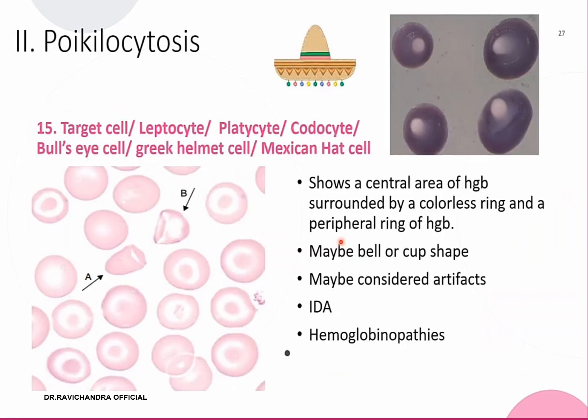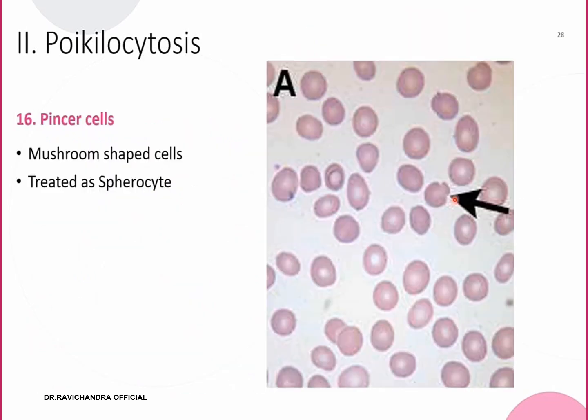Target cell, also called leptocyte or platycyte or codocyte or bullseye cell or Greek helmet cell and Mexican hat cell. They show a central area of hemoglobin surrounded by a colorless ring and a peripheral ring of hemoglobin. They can be cup shaped or bell shaped, and they are considered artifacts and seen in iron deficiency anemias and hemoglobinopathies. Insert cells are mushroom shaped cells treated as spherocytes.